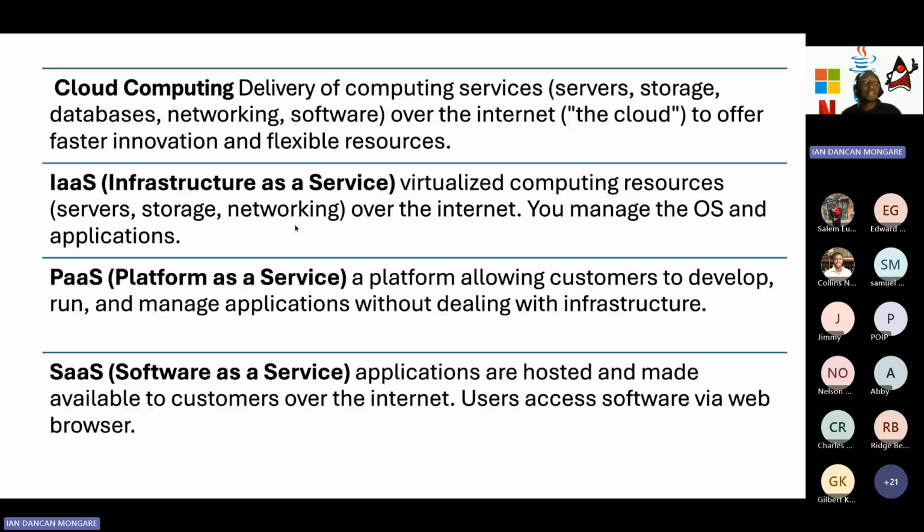And then you have platform as a service. Ideally, a platform that allows customers to develop, run, and manage applications without dealing with infrastructure. They have everything configured for you. They have the operating system and so on. What you need to do is just develop, run, and manage the application. So unlike infrastructure as a service, where you manage the operating system, here you just deal with the applications themselves. And then you have software as a service, what we call SaaS.